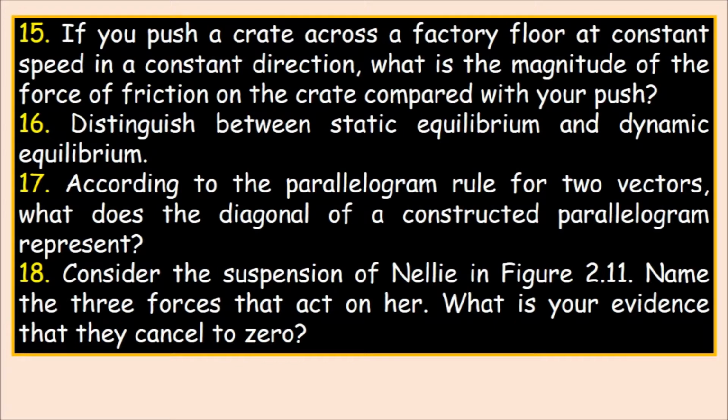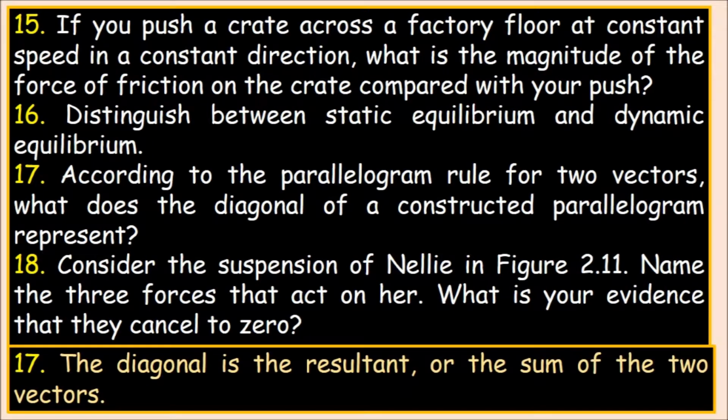According to the parallelogram rule for two vectors, what does the diagonal of the constructed parallelogram represent? Well, it represents the resultant. The diagonal is the resultant, or the sum of the two vectors. I could use the component method to do it, or simply state that graphically.